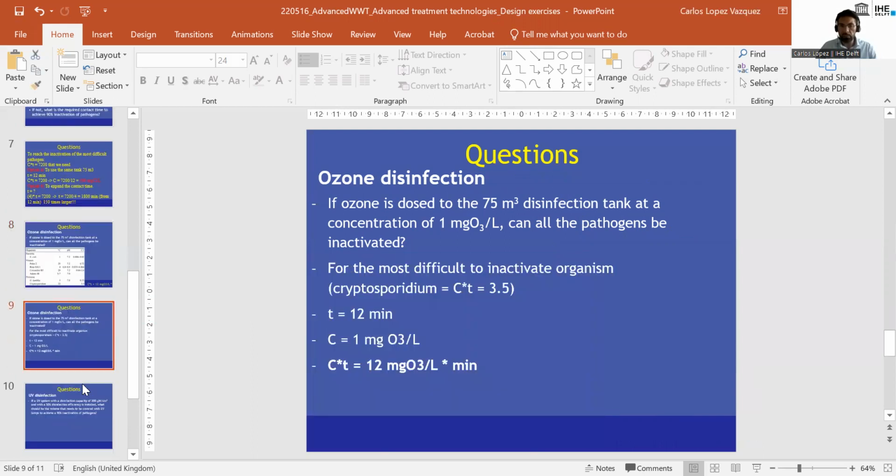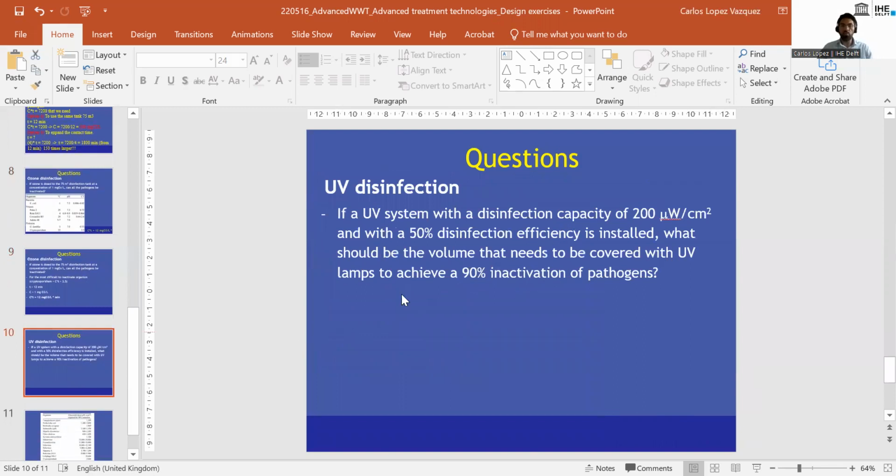Yes, of course. The next question is, what if now, instead of ozone or chlorine, we use a UV disinfection system that has a capacity of 200 microwatts per square centimeter, with an efficiency of 50%, and let's use the same disinfection tank, but now the question is, what volume has to be covered?